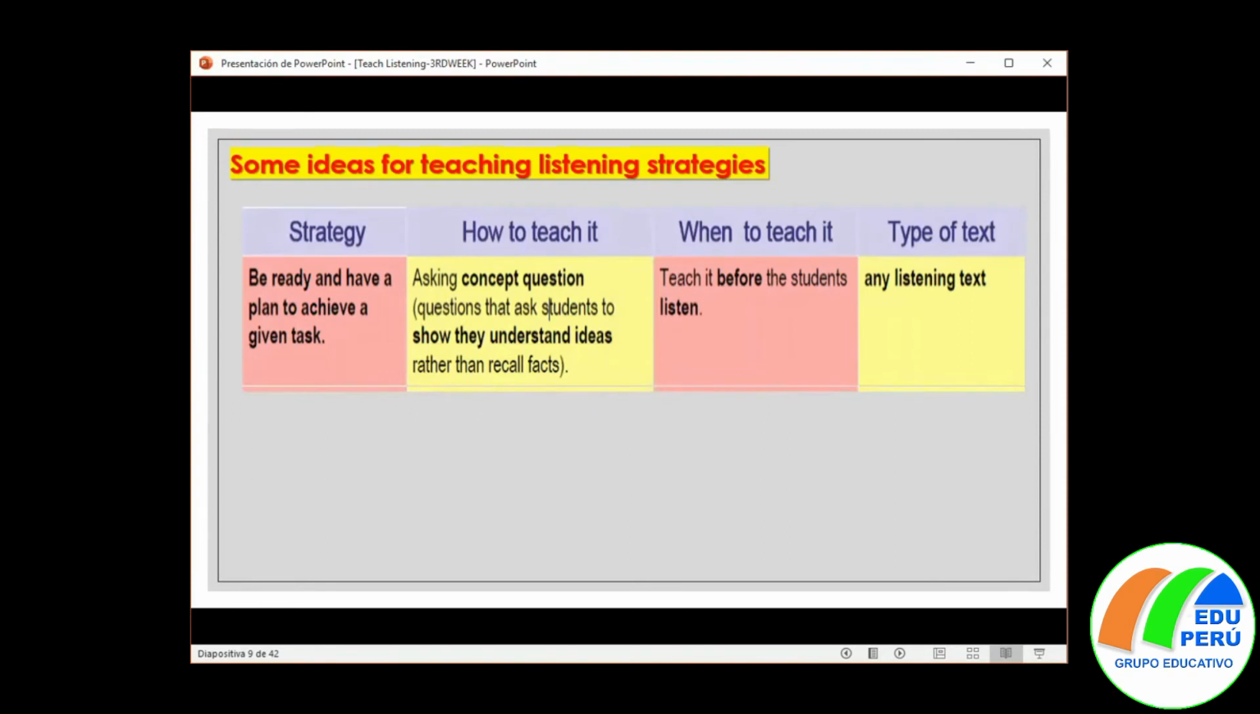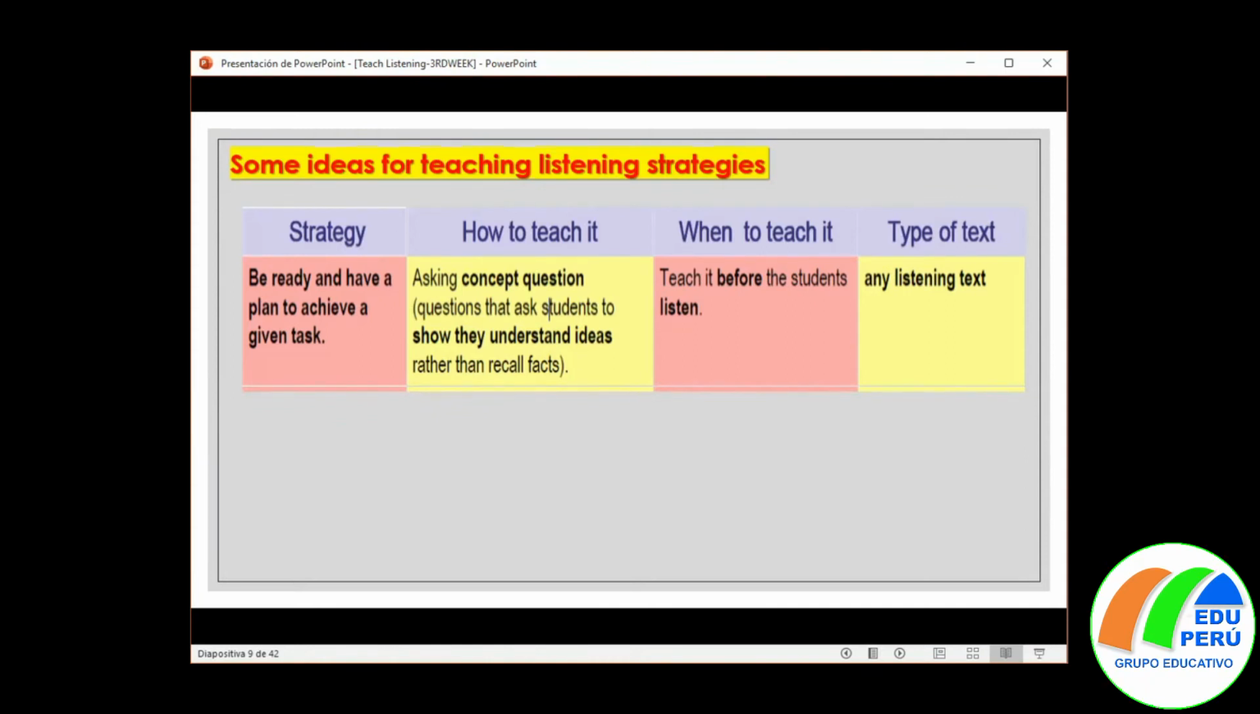Strategy: be ready and have a plan to achieve a given task. How to teach it? Asking concept questions that ask students to show they understand ideas rather than recall facts. And notice concept question. You ask for ideas, not to recall facts. When to teach it? Teach it before the students listen. So you prepare your students. Type of test: any listening test. Here you could use any listening test.